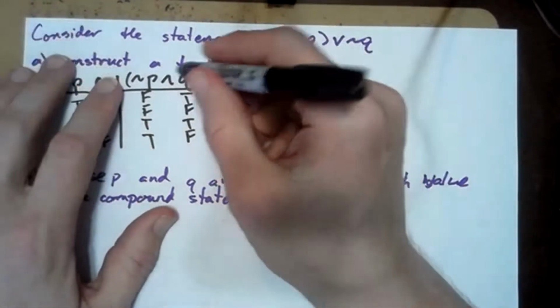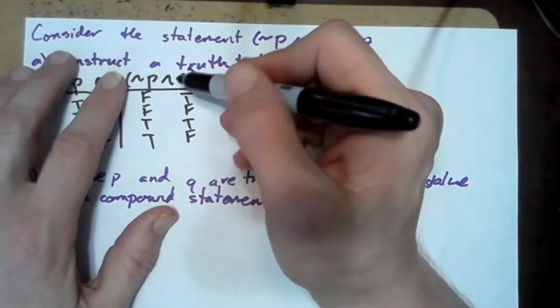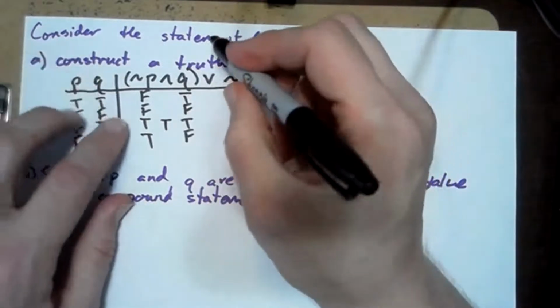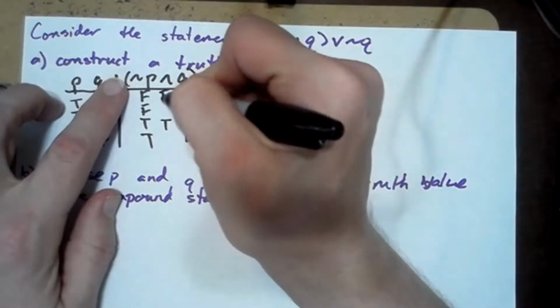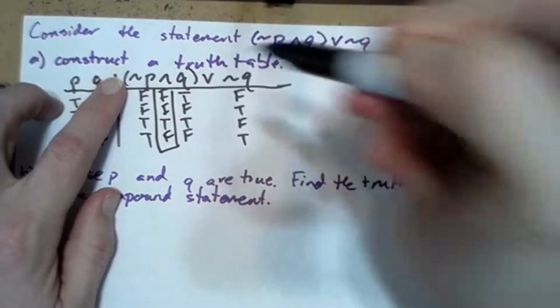Now, we look here to see when not P and Q is true and when it's false. It's true only if both not P is true and Q is true, and false at all other times. I'll put that in a box.